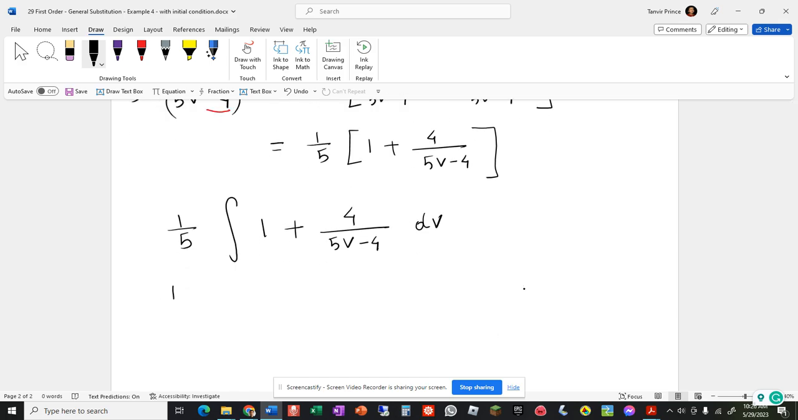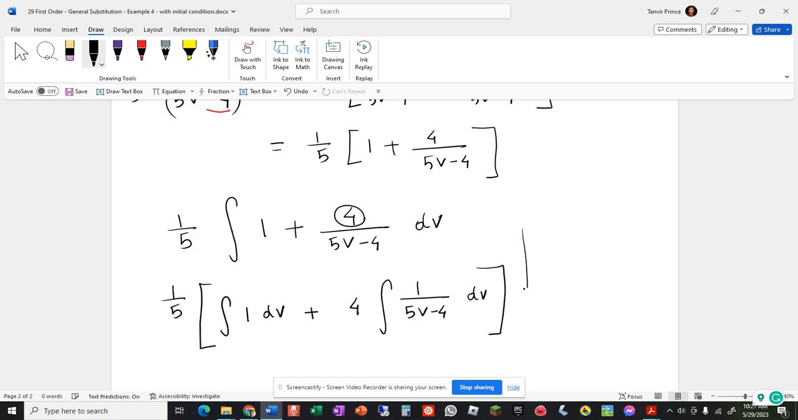So let's do that. So 1 over 5 I copy. So let's distribute the integral so nobody gets confused. I'm going to put this 4 outside the integral. So 4 is outside the integral, like that.